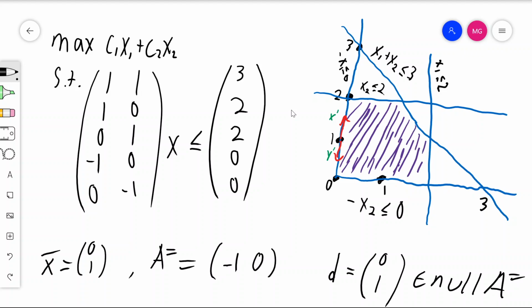Basically, we're now going to use this characterization of extreme points in terms of tight constraints to establish the relationship between extreme points and basic feasible solutions. But that will be coming up in a future video.